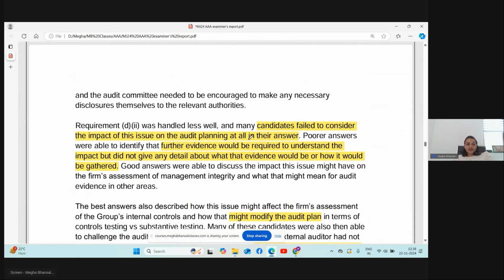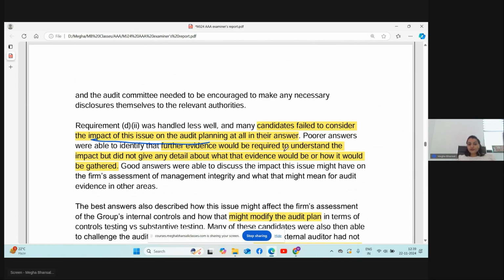It says candidates fail to consider the impact of this issue on audit planning. So whenever there's a non-compliance, you might have to go back and revisit your audit plan and perform additional audit procedures to see what is the impact. Sometimes you could have to pay additional fines, or you could have to do some additional disclosure, or sometimes this could even affect my going concern. So we had to assess all of this.